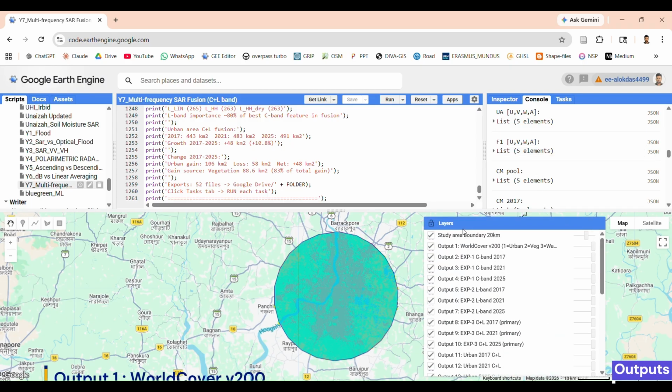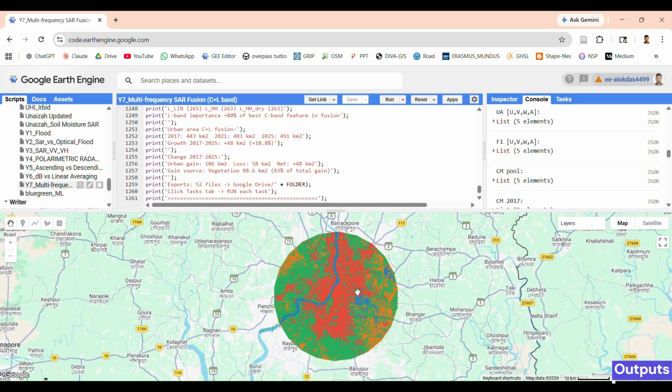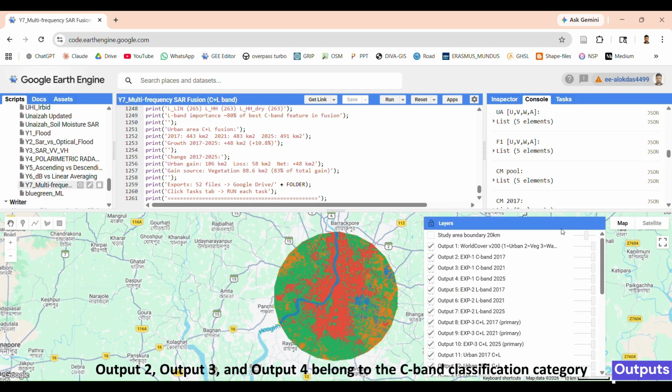Now, starting with output 1, this represents the reference land cover map, where red indicates urban areas, green vegetation, blue water bodies, and orange agriculture. The central region is dominated by urban areas, while vegetation and agriculture dominate the outskirts. Output 2, output 3, and output 4 belong to the C-band classification category.